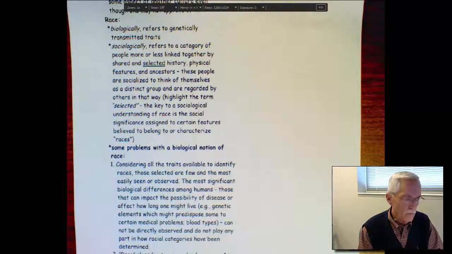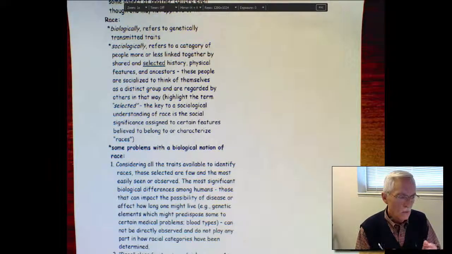The term itself is often considered related to biological differences or characteristics. That is, it's supposed to refer to genetically transmitted traits or differences. And although it's true that we humans differ in a number of ways which involve physical traits, race itself comes into being only when the members of a society decide some physical traits actually matter. In short, race is a social and cultural creation.